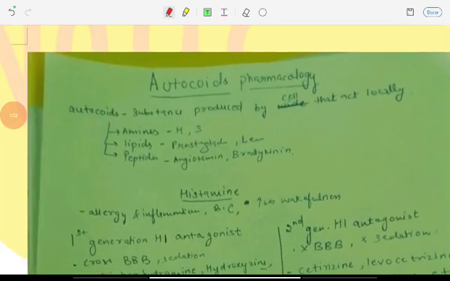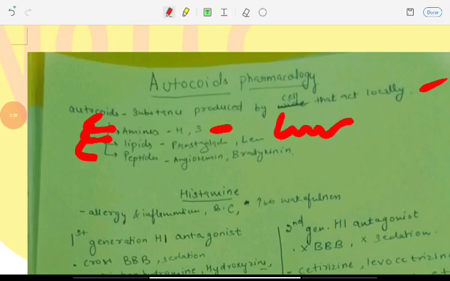The autocoids are categorized into amines, lipids, and peptides. In the amines there is histamine and serotonin, whereas in the lipids there are prostaglandins and leukotrienes. Then the peptides contain angiotensin as well as bradykinin.